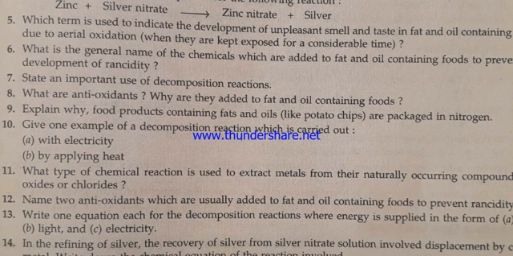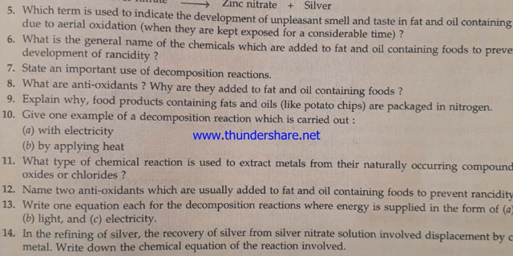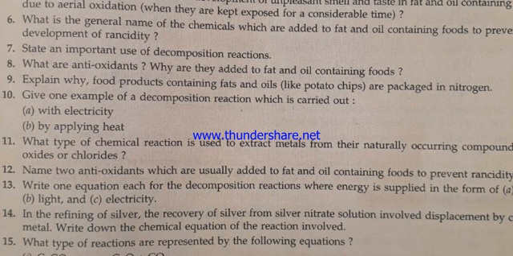What type of chemical reaction is used to extract metals from their naturally occurring compounds like chlorides or oxides? That is the single displacement reaction. Name two antioxidants which are added, that is BHA and BHT. Write one equation for decomposition reaction. Heat, that is calcium carbonate. Light, that is AgCl, in presence of sunlight will form Ag plus Cl or Ag plus Br.